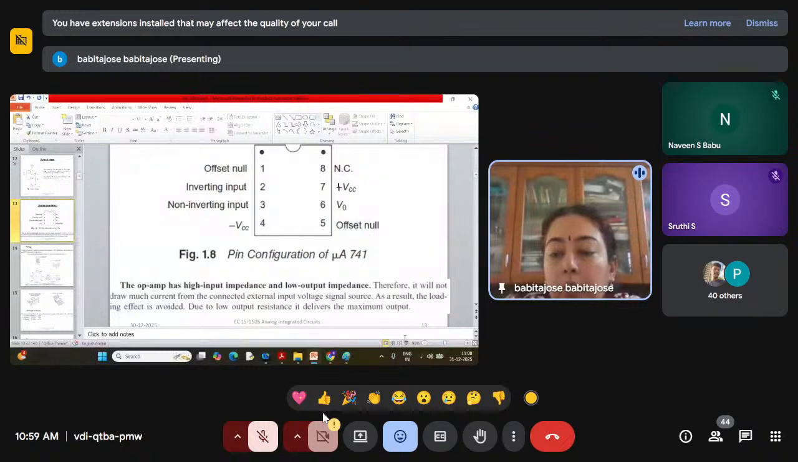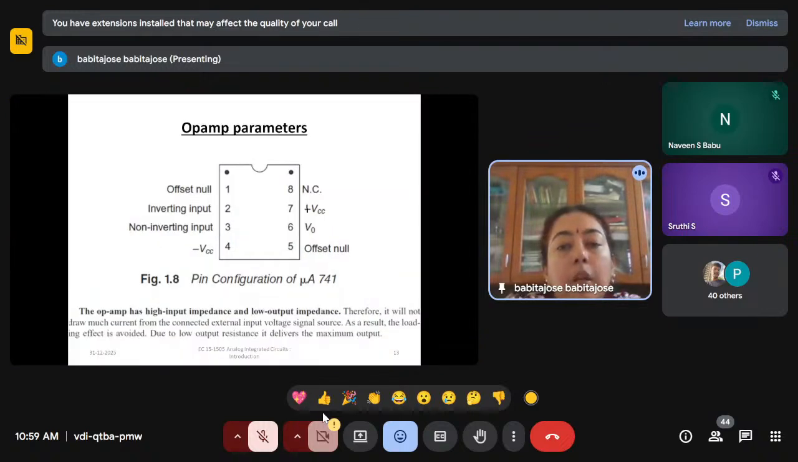The most commonly used op-amp is the 741 op-amp, which we will also use in the lab this semester, in the electronic circuits lab. 741 is an 8-pin IC. This is the pin configuration of the 741. You should be familiar with these pins.